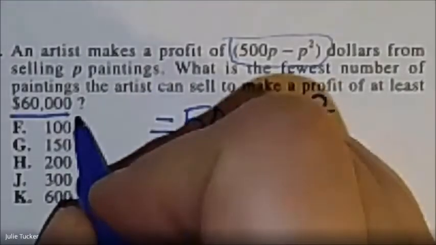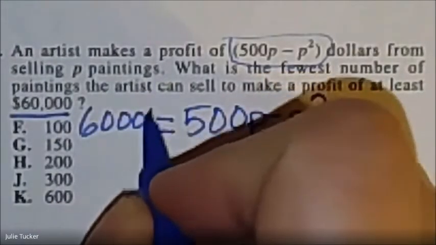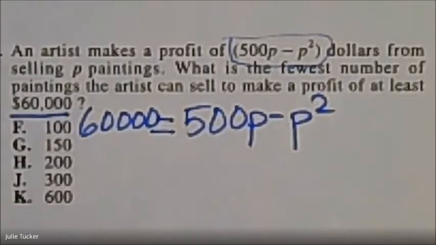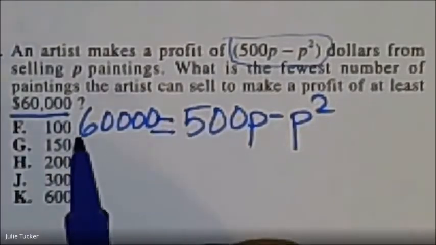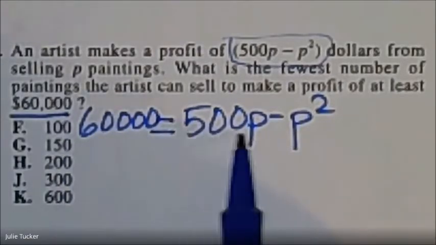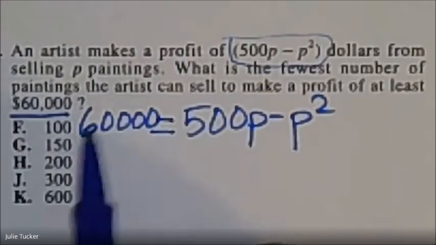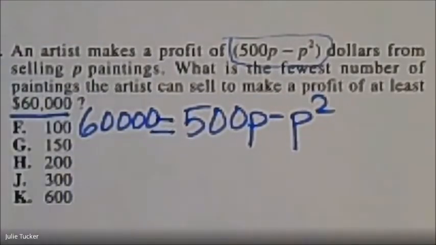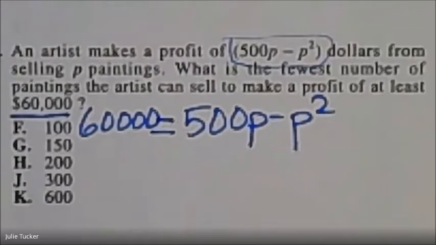Yes. This was tricky of them. You have to do that because 60,000 is the answer. This finds the profit, and this is the answer of the profit. Yeah. Okay. So now what do I do?